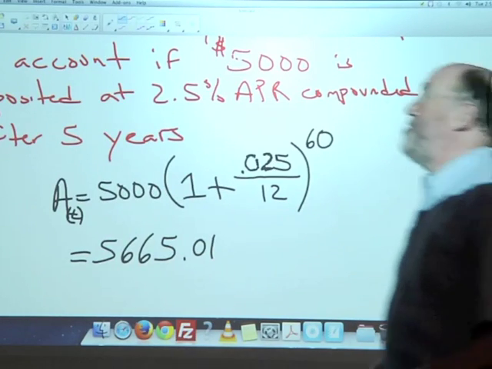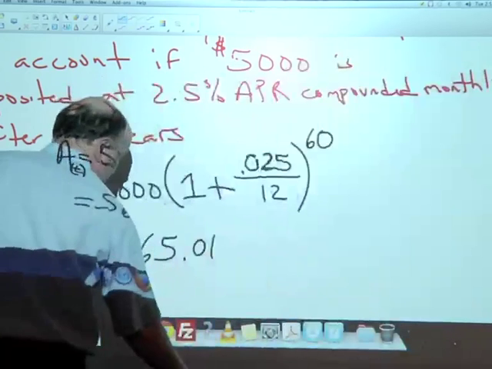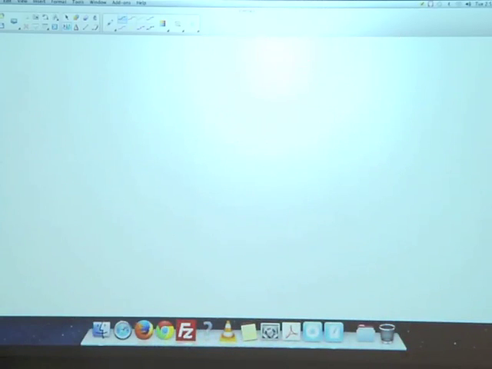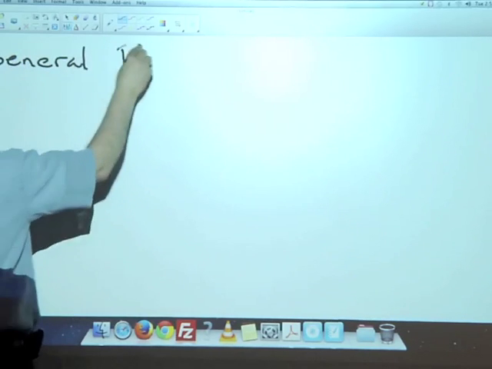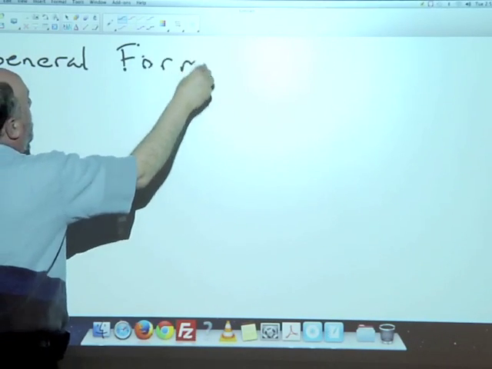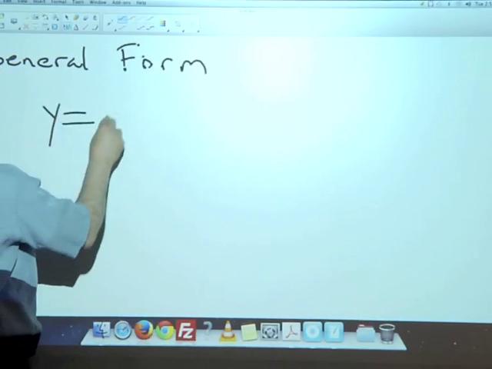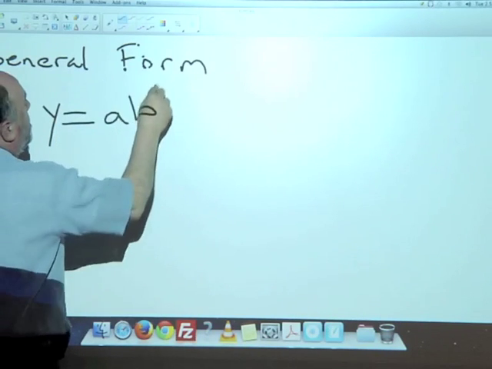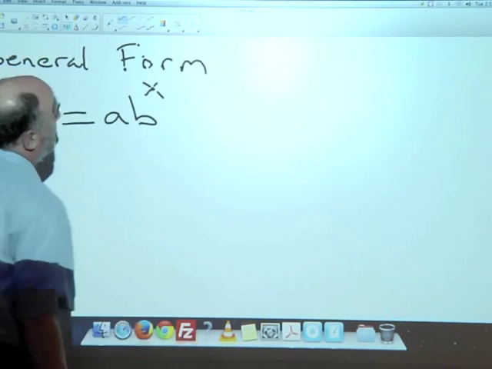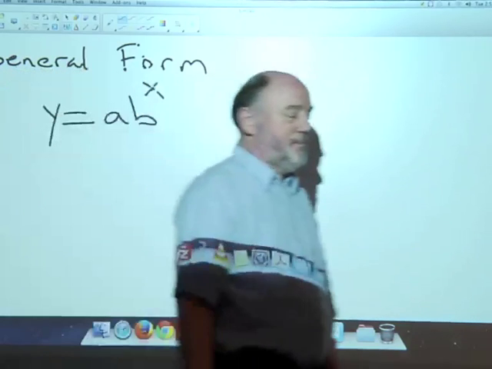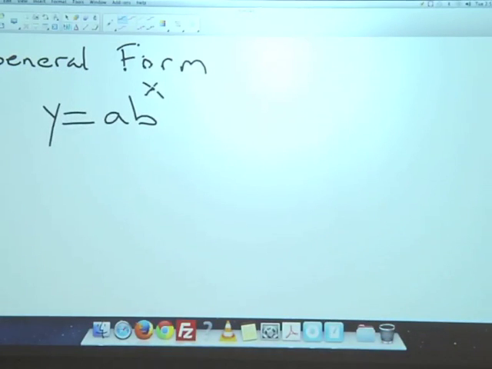So in terms of exponential equations, we look again at a more general form of the exponential: y equals a times b to the x. The only number that's being raised to the exponent is b, because after all, it's a times b, whatever that may be.